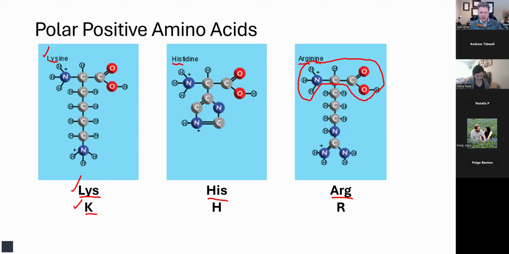Okay, so the backbone is standard. It's going to look the exact same, but those R groups are a little bit different. For polar positive, you said the R group is positive at a pH of 7. Yes, I did. And I will stand by that.